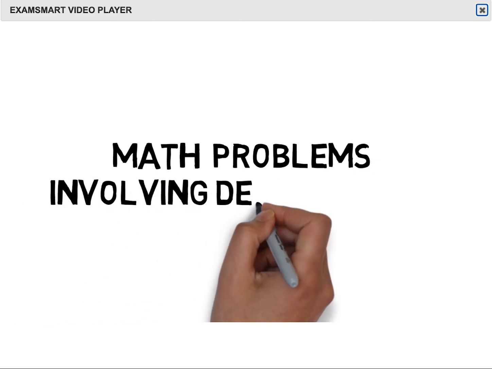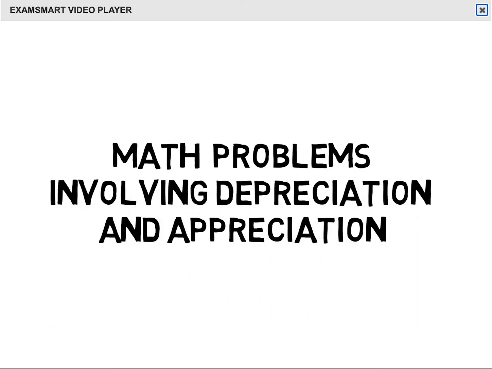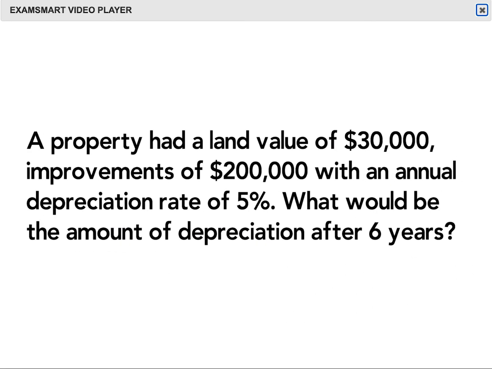Let's practice on some math problems involving depreciation and appreciation. A problem might say that a property had a land value of $30,000, improvements of $200,000 with an annual depreciation rate of 5%. What would be the amount of depreciation after 6 years?